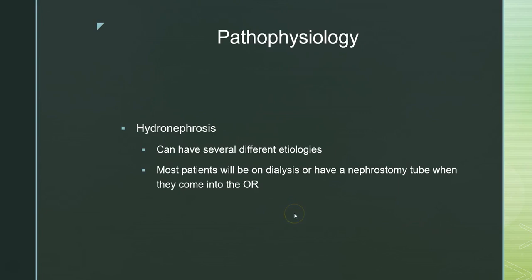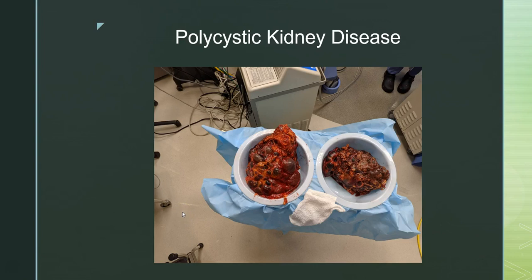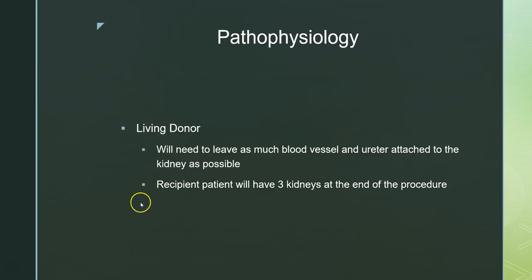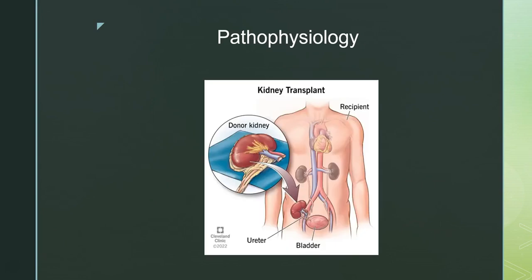Hydronephrosis, we talked about, can have several different etiologies, and one of the etiologies it can have is polycystic kidney disease. Yes, these are kidneys. They do look like livers, but these are kidneys. This patient has had a kidney transplant. Both kidneys had to be removed because they had so many large cysts on them. And so now the patient hopefully will be pain-free with their new kidney, and it will help our patient along.